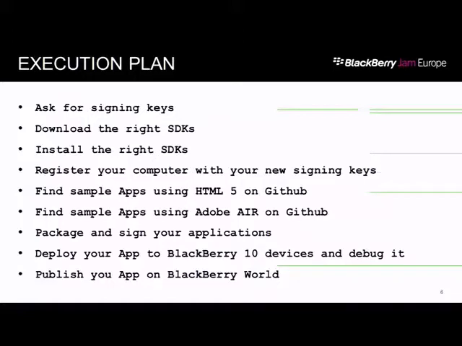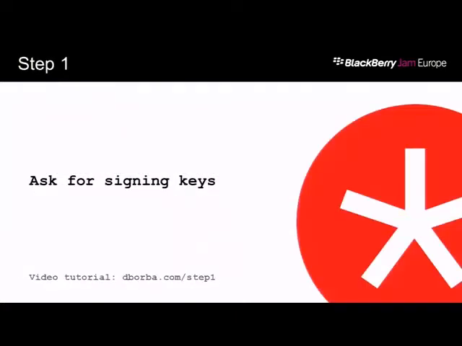So I have 2 devices here. I have the Dev Alpha C and I have a Z10. We're going to send applications to both and see how we can debug those applications. And the last thing is how to publish to BlackBerry App World. And you can ask questions at any time. So the first thing I'd like to show you is how to ask for signing keys.